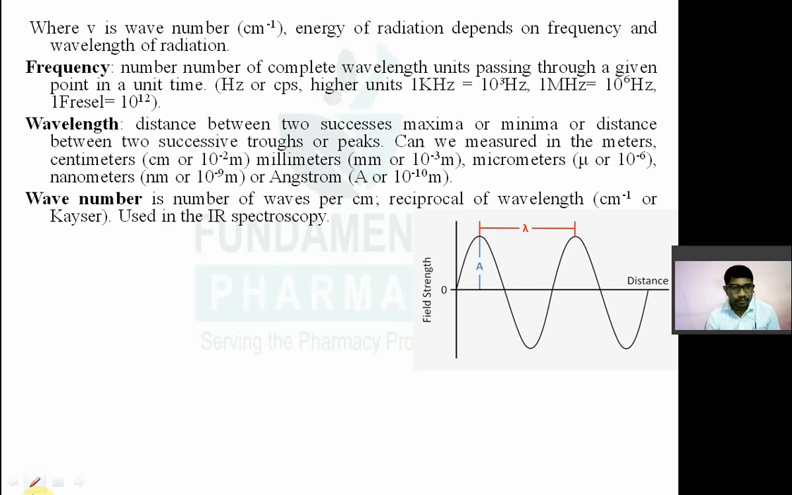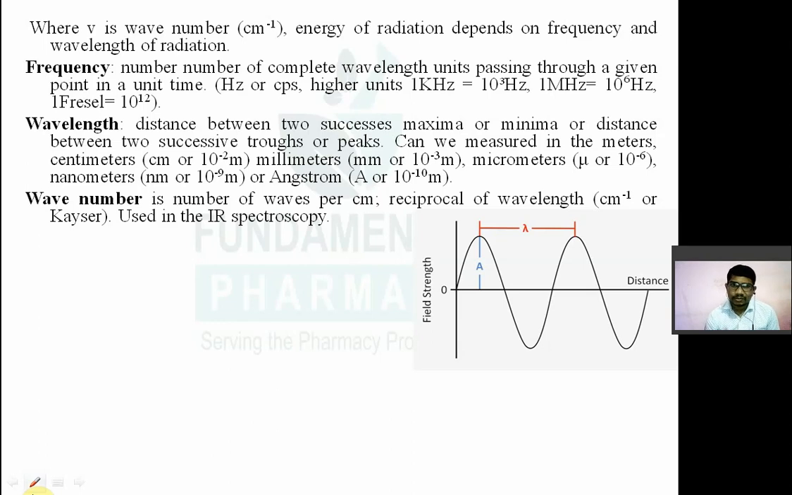Then wavelength may be measured in meter, centimeter, millimeter, micrometer, nanometer and angstrom. So wavelength has different units. 1 centimeter is equal to 10 raised to minus 2 meter, 1 millimeter is equal to 10 raised to minus 3 meter, micrometer means 10 raised to minus 6 meter, nanometer means 10 raised to minus 9 meter, and 1 angstrom means 10 raised to minus 10 meter. What is wave number?